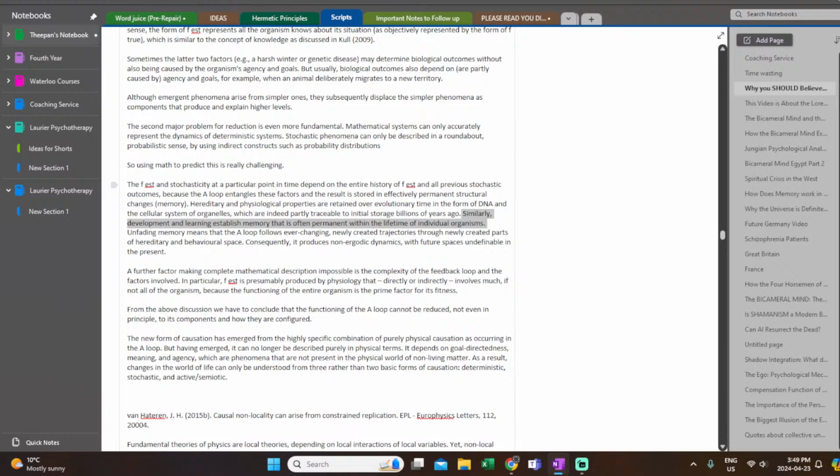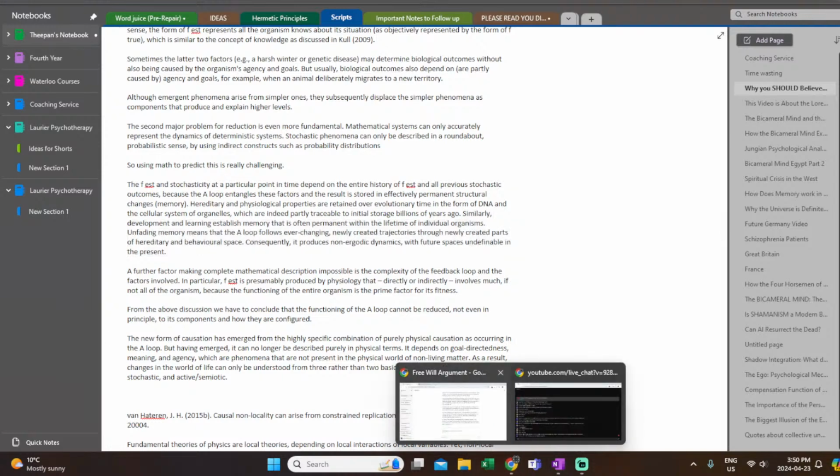I guess that just refers to basic neuronal memory being stored within the circuits of your neurons. Unfading memory means that the A loop follows ever-changing, newly created trajectories through newly created parts of hereditary and behavioral space. Consequently, it produces non-ergodic dynamics with future spaces undefinable in the present. Non-ergodic dynamics. Let me just Google that quickly.